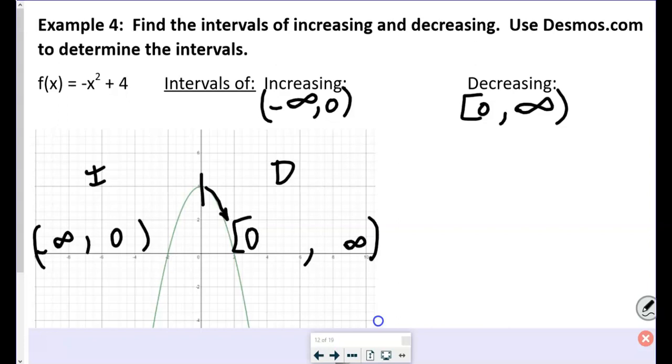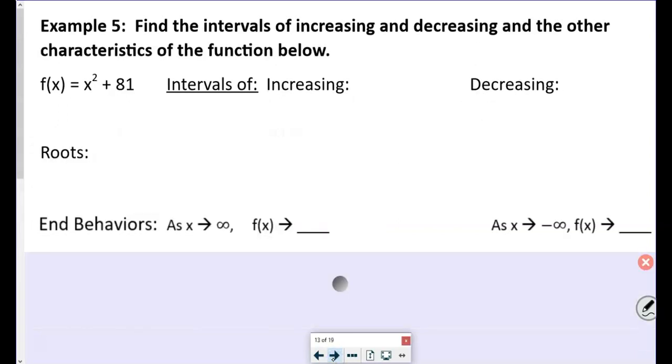Okay? So don't make this complicated, because basically it's just: is the graph going up or is the graph going down? That's what we're talking about. Okay? So let's go on to the next one. This one says, again, find the intervals of increasing and decreasing. This time we also are going to find the roots and the end behaviors. Okay? So let's look at this graph.